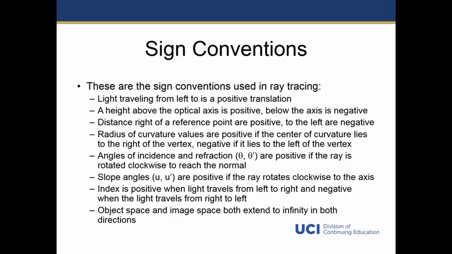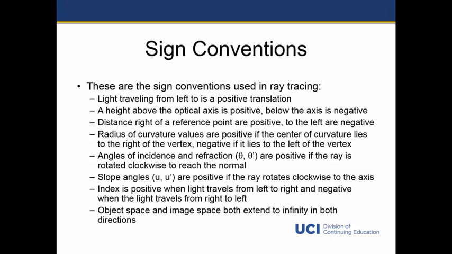If the center of curvature lies to the left of the vertex, then we're talking about a negative radius of curvature. An angle of incidence or refraction, which typically we'll call theta and theta prime, are positive if the ray is rotated clockwise to reach the normal. So if we think back on the law of reflection we talked about previously on the last slide, that's why I said our incident ray was a positive angle and our reflected ray was a negative angle, because one rotates clockwise to reach the normal at the point of intersection and the other rotated counterclockwise.